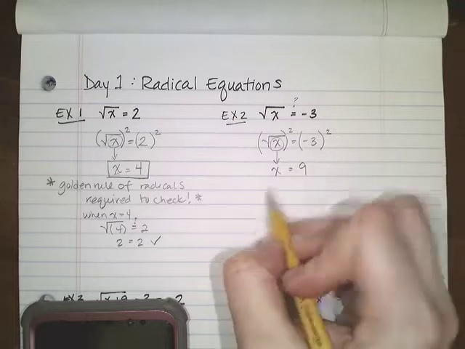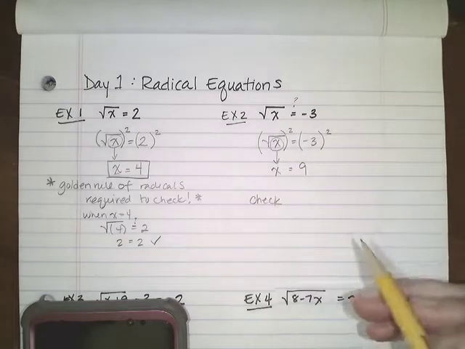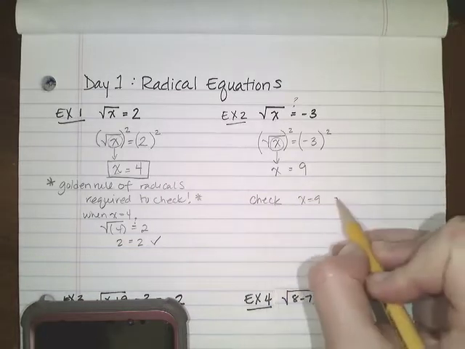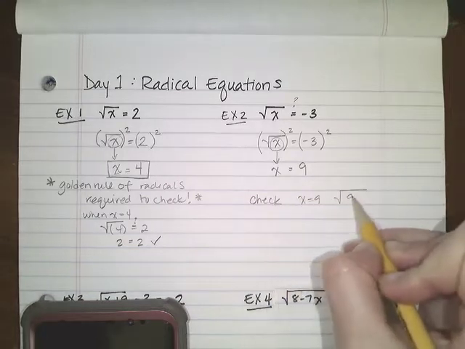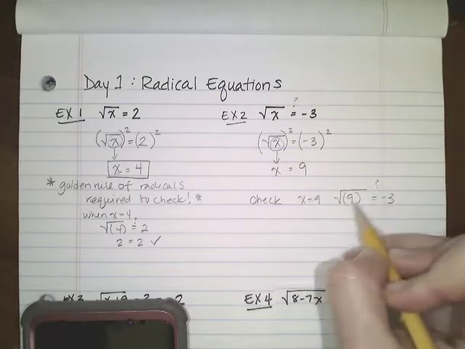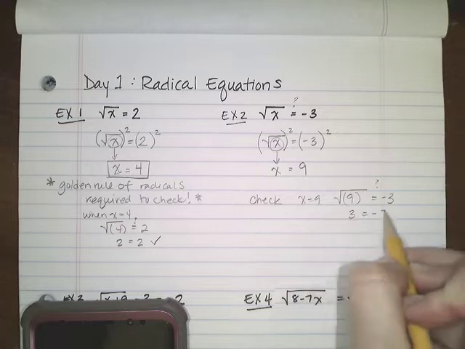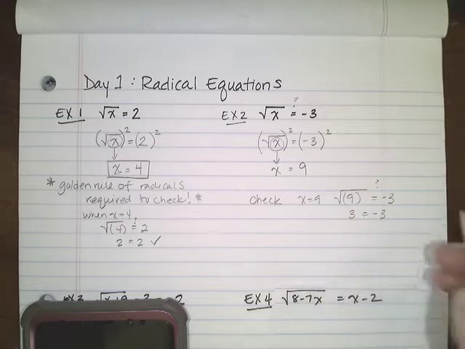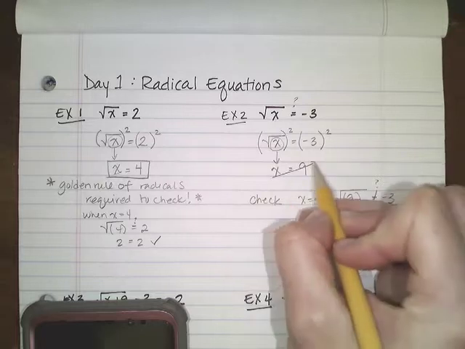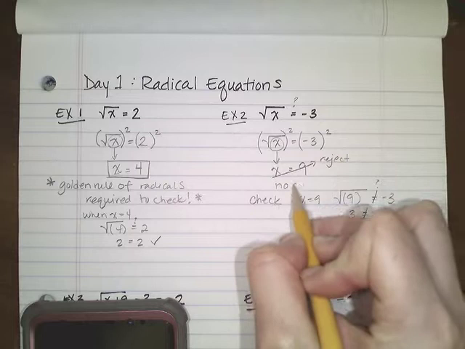Well, when we check, because the golden rule applies on every single radical problem, when I sub in x equals 9, the square root of 9 equals negative 3, can that happen? No. The square root of 9 is just positive 3. Negative 3 and positive 3 do not equal. So sometimes we have to do what's called reject our answers and say no solution.